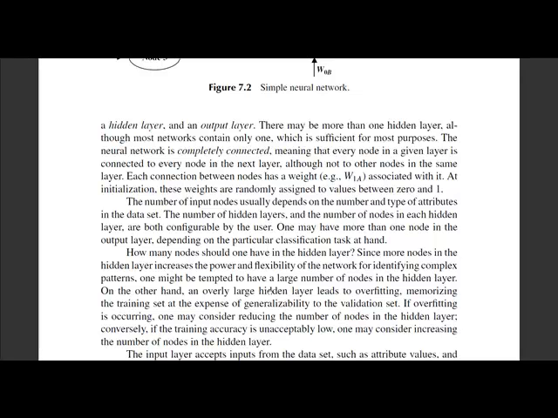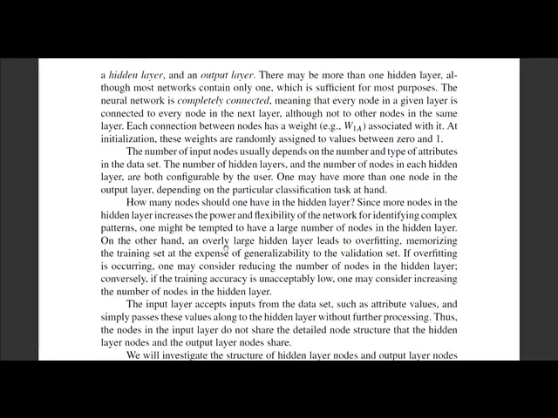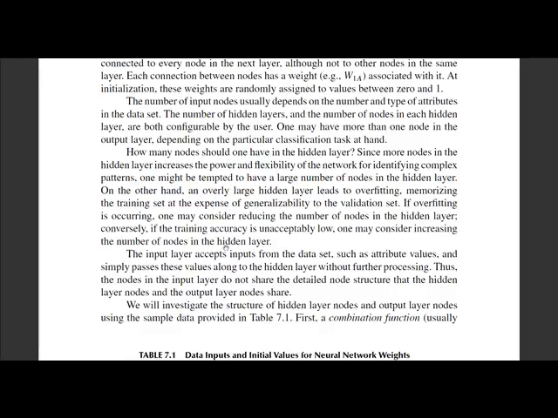If overfitting is occurring, one may consider reducing the number of nodes in the hidden layer. So if you find that you're overfitting, then you can reduce the number of nodes. Conversely, if the training accuracy is unacceptably low, one may consider increasing the number of nodes. So let's remember that. If your training accuracy is not so great, you might consider increasing the number of nodes. And you can do that with Weka.